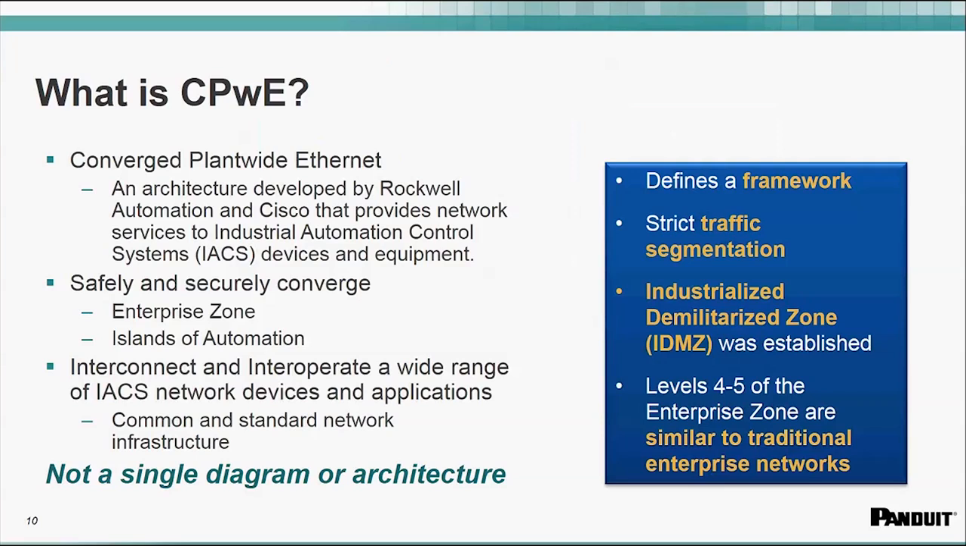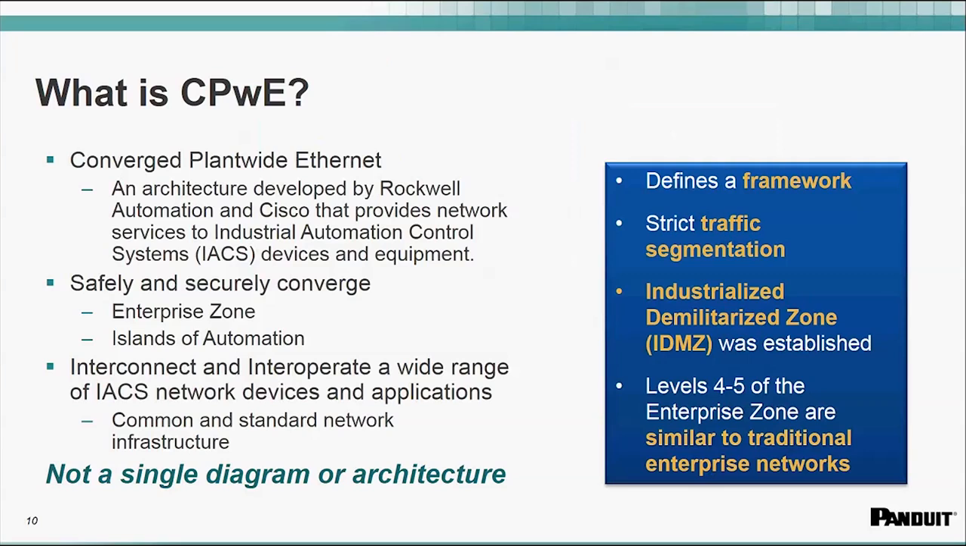What is Converged PlantWide Ethernet Architecture, or CPWE? It is a simple yet profound architecture that spans many use cases. It provides network services to industrial automation control system devices and equipment. CPWE safely and securely converges the industrial network up to the enterprise network, as well as converges or integrates islands of automation. It's not a single architecture.